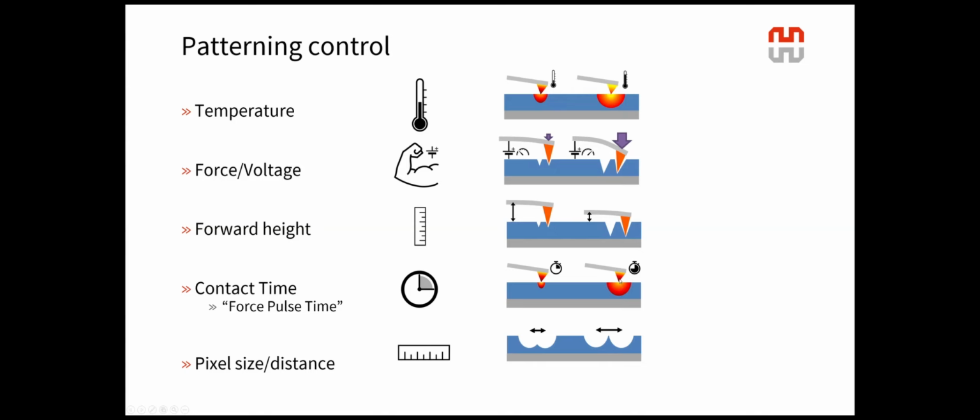So in the software we have what we call a pixel time, which is the total amount of time that we spend for each pixel, which you can use to calculate the linear speed of patterning. But this value is not the contact time. The time that we spend in contact with the surface is less than the pixel time, and it can be approximated to what we call force pulse time in the software. So what is the force pulse time?